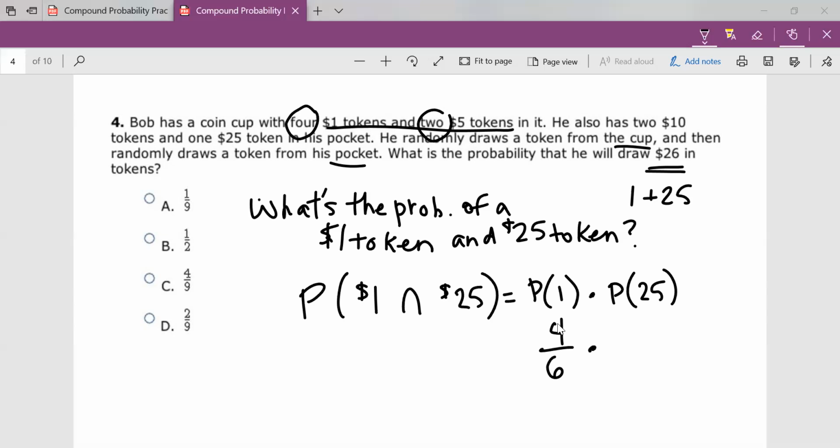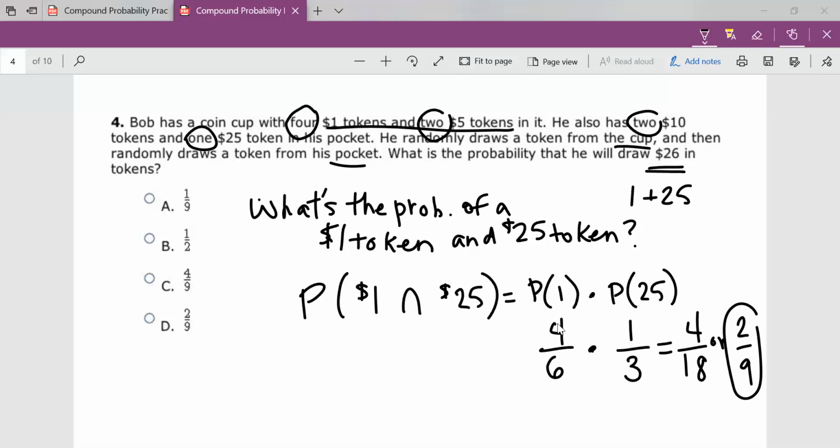Okay, and then we have the probability of getting a 25. So if we go back to his pocket, he has 2 10s and 1 25. So there's a total of 3 tokens. And out of the 3 tokens, only 1 of them is 25. So if you multiply those up, and there's nothing we can cross reduce, we have 4 out of 18. And if you simplify 4 out of 18, that's 2 9ths. So my answer should be 2 9ths.